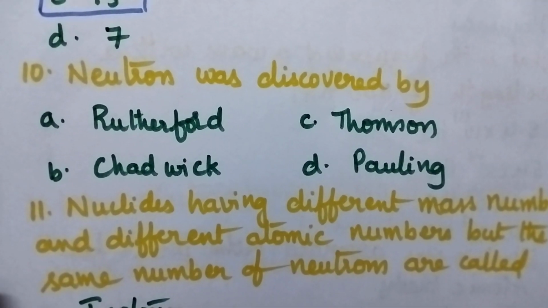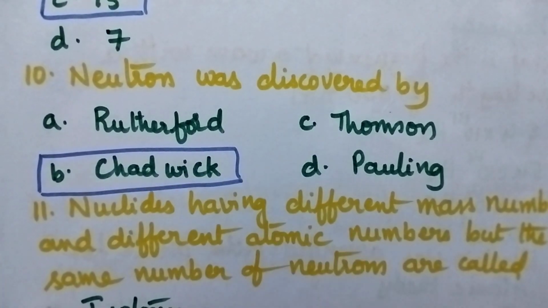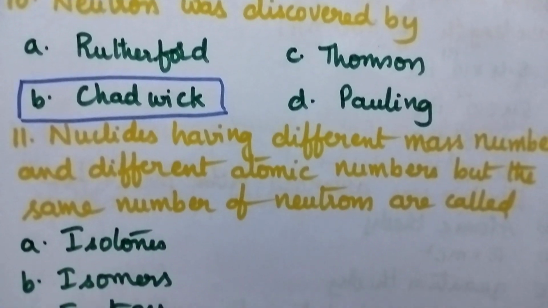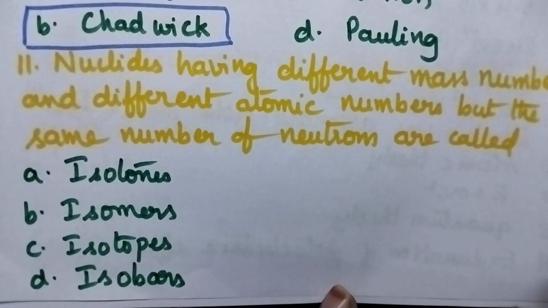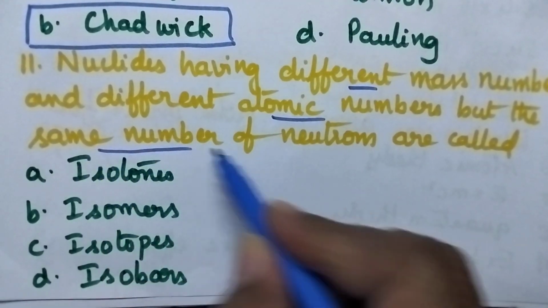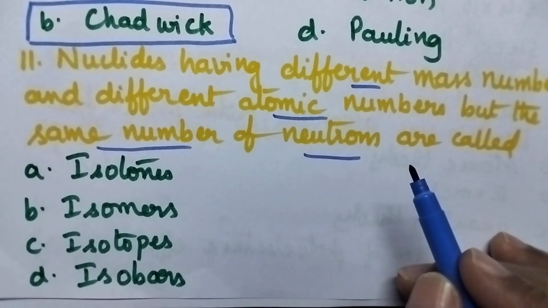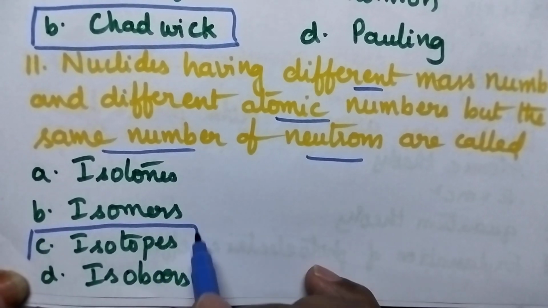Neutron was discovered by Chadwick. So option B is the right answer. Nuclides having different mass numbers and different atomic numbers, but consisting of the same number of neutrons, can be called isotones.